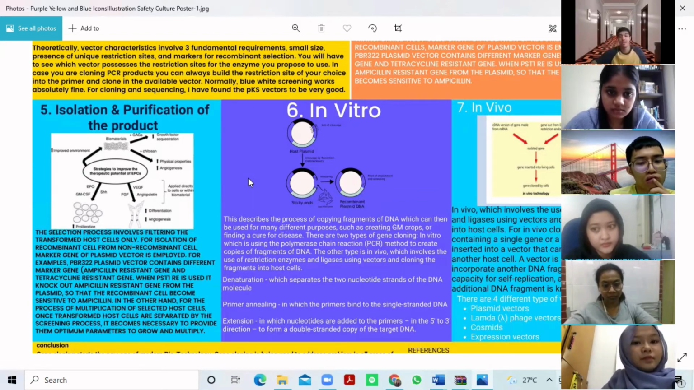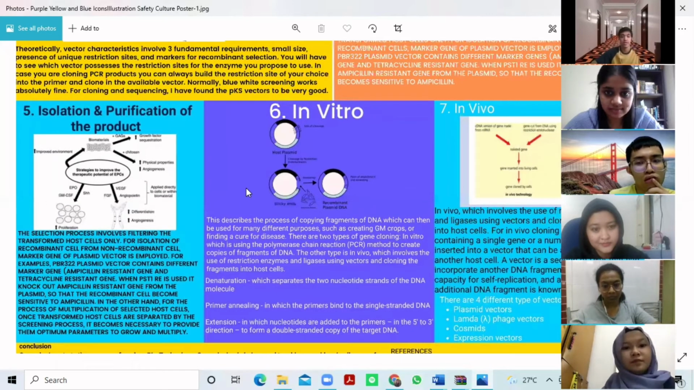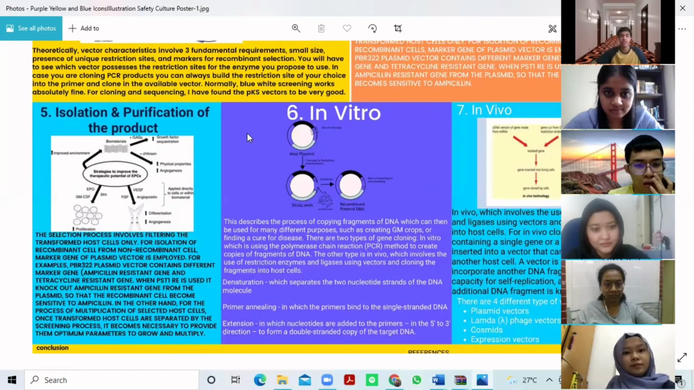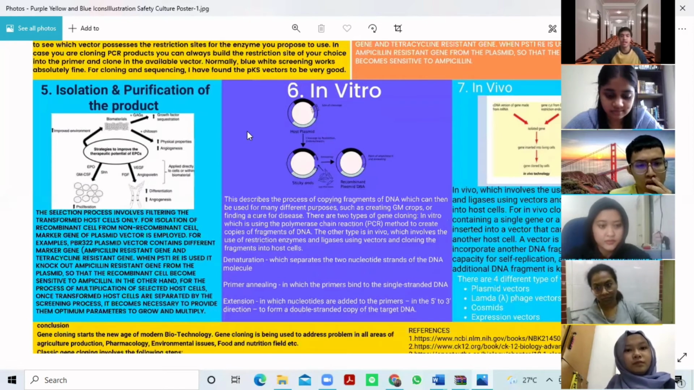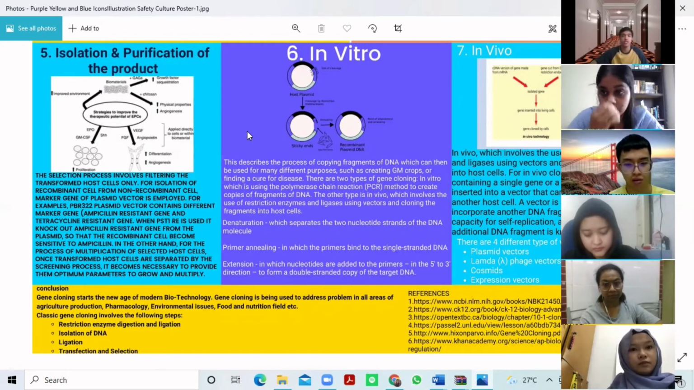Hi everyone, I will begin discussing the methods of gene cloning. This describes the process of copying fragments of DNA, which can then be used for many different purposes, such as creating genetically modified crops or finding a cure for a disease. There are two types of gene cloning: in vitro, which is using the polymerase chain reaction (PCR) method to create copies of fragments of DNA.